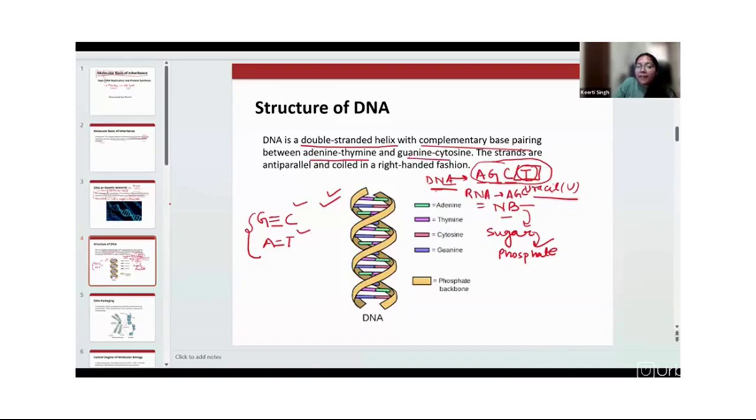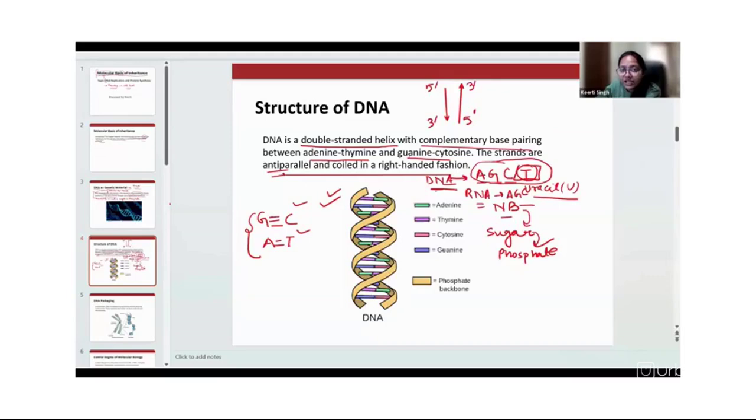The strands are anti-parallel and coiled in a right-handed fashion. What does anti-parallel mean? It means if in this double-stranded DNA, one strand is running from up to down, then the other is running from down to up. Okay? This is written as 5 prime to 3 prime. And since these strands of DNA are complementary, the other strand will be named 3 prime to 5 prime, right?